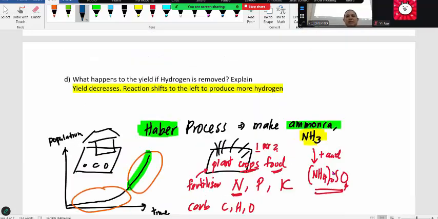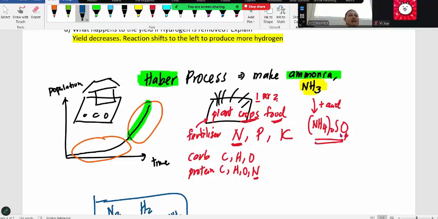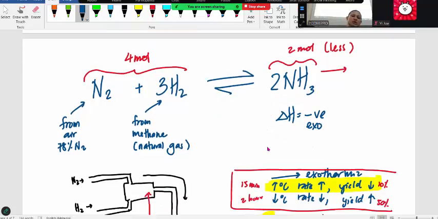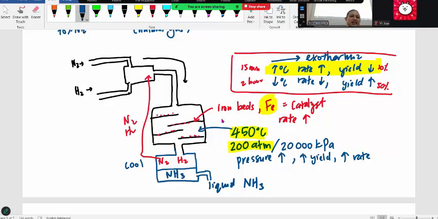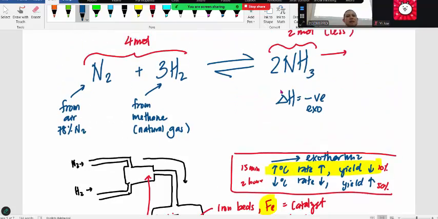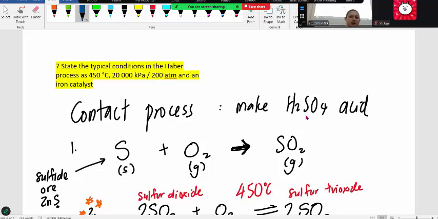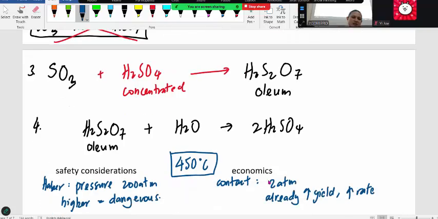So summary, we did something called Haber process. Haber process is to make ammonia in large quantities in the industry. In order to make ammonia, we use 450 degrees Celsius, 200 atmosphere, and we use iron as our catalyst. This is to make sure we get a very high yield and high rate of ammonia. The second process is contact process, to make sulfuric acid. These are the 4 equations to make sulfuric acid.